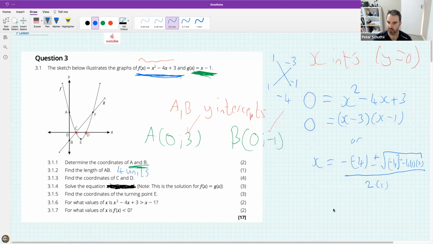So there's two ways you could do this. The one is the formula, the other one is factorizing. But what are my final answers going to be? What am I going to get for C? What am I going to get for D?